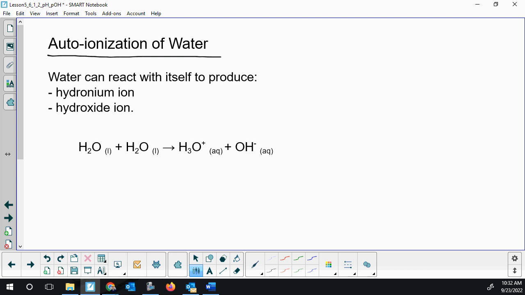So water can react with itself, transferring an H from one water to the other. So one of the waters gives an H to the other. So instead of 2 and 2, you end up with a 3 and a 1 count for hydrogen. And this happens in all natural water. You use distilled water in the lab, it's got a little bit of hydronium in it, it's got a little bit of hydroxide.